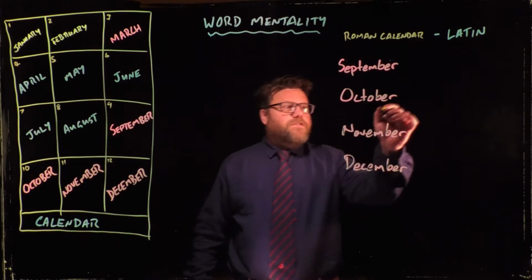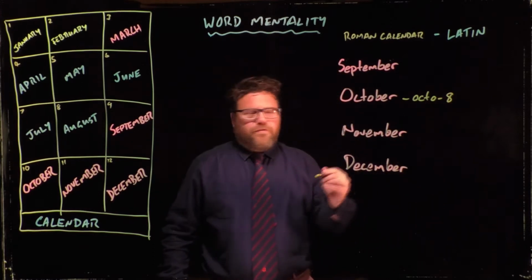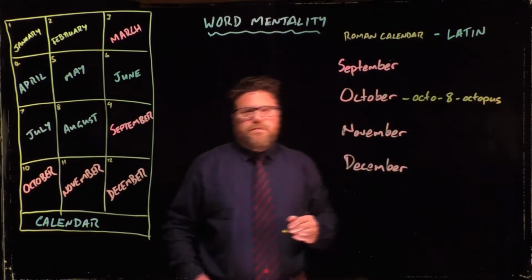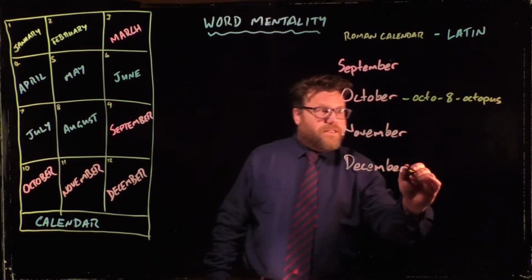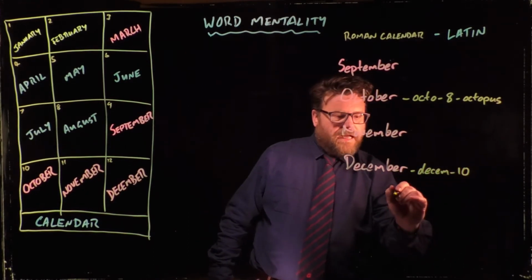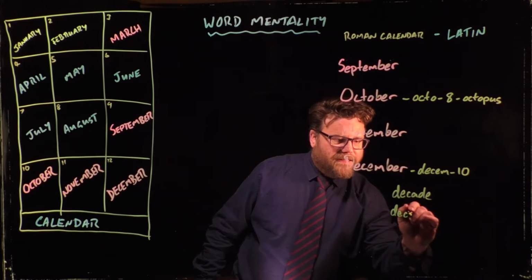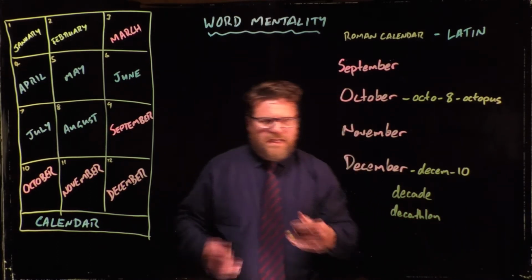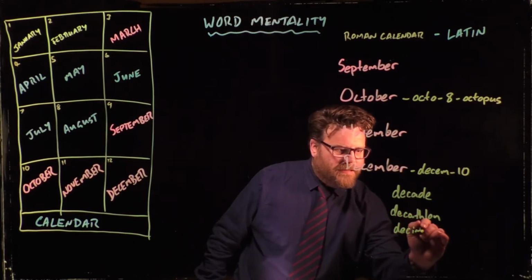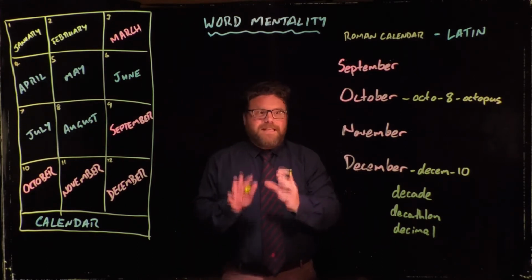So a good example of this is October, which comes from the Latin octo, which means 8. And of course, if we think of our word for octopus, you can see why it's called that, because it has 8 legs. December is another good example. It comes from the Latin decem, which means 10, and it's where we get words like decade for 10 years, decathlon for an event that has 10 sections to it, an athletic event, and of course decimal for a system of counting or mathematics with the base unit of 10.